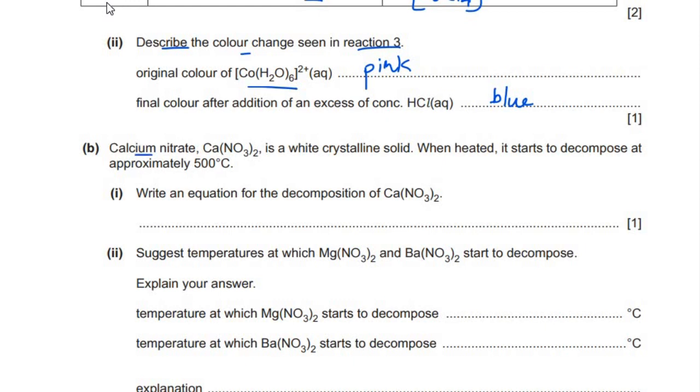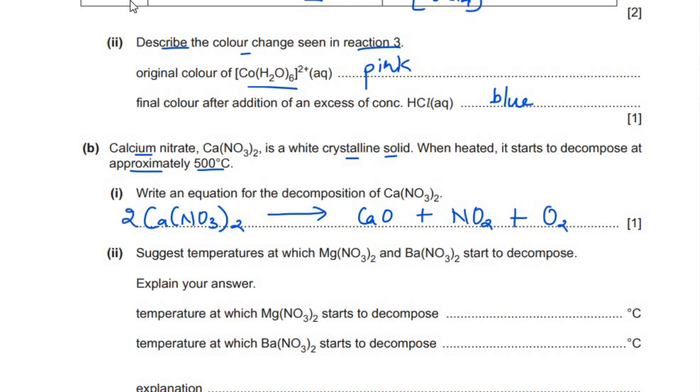The next is calcium nitrate. Calcium nitrate is a white crystalline solid. When heated, it starts to decompose at approximately 500 degrees Celsius. Write an equation for the decomposition of calcium nitrate. So when calcium nitrate undergoes thermal decomposition, it forms calcium oxide, nitrogen dioxide and oxygen. So these are the three products we get. And now if we talk about balancing it, we need to put 2 here, 2 here and 4. This is how it's going to balance the equation.